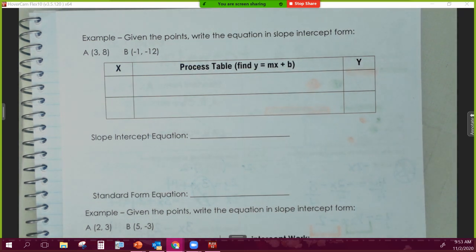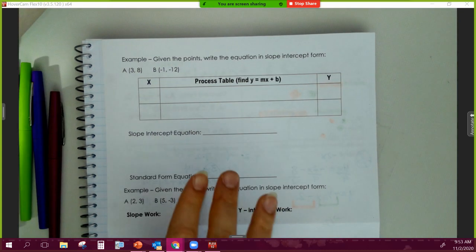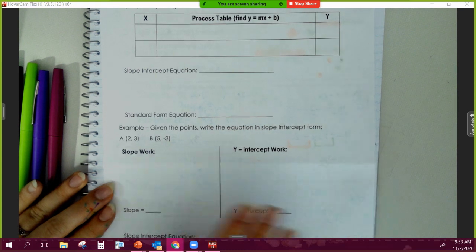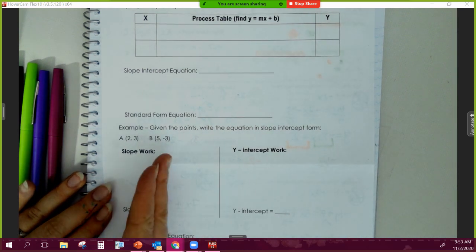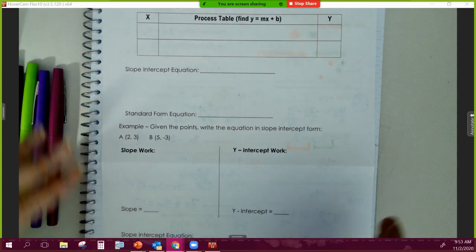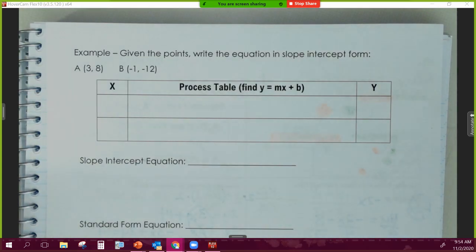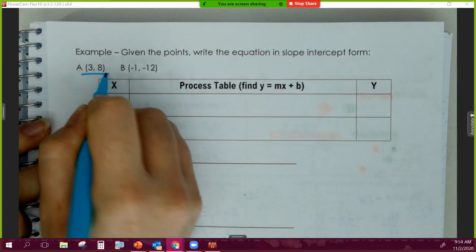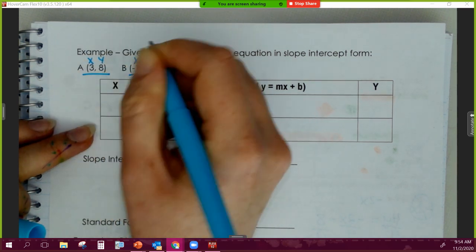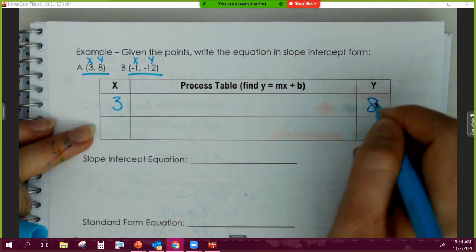Okay, so there are 2 methods for how to get your equation if you're given 2 points. One is called the process table method, and then the other is a little more direct. You're just finding your slope and finding your y-intercept and then putting it into the equation. If you're using your process table method, here's what you do. You take these 2 points. This is our x, this is our y. Plug them into the table.